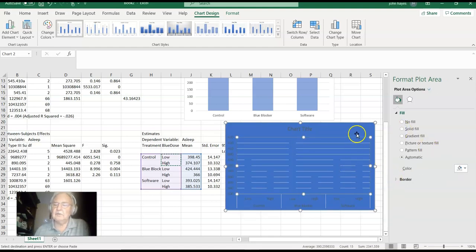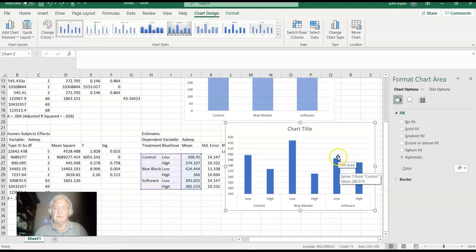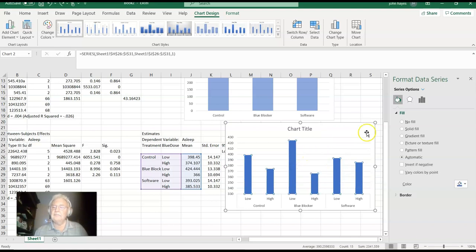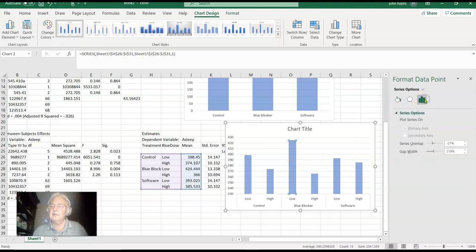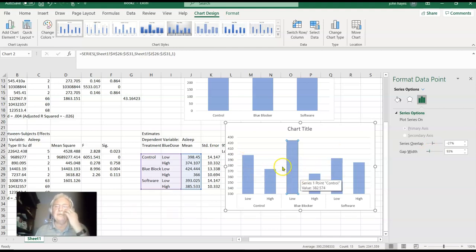And I will have a solid fill. Oops, that's not what I want. Click on a bar and solid fill and transparency so I can see my error bars. Or no, this is, yeah. And then click on these, go to here, make my gap width a little bigger, smaller. Now I'm going to put in my error bars in here.